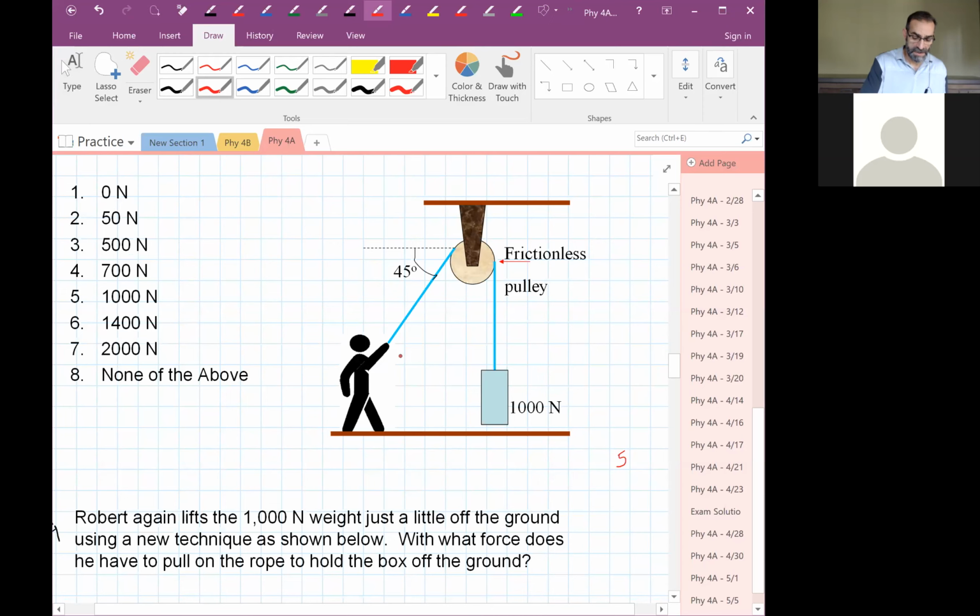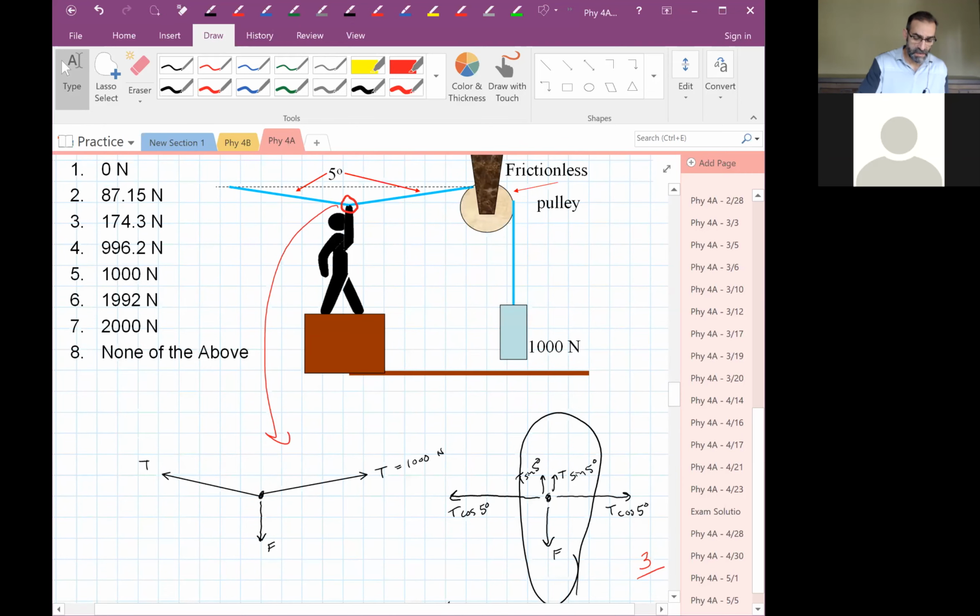Same here. When the person pulls 1 meter here, the box goes up 1 meter. If the person is pulling their hand at 1 meter per second, the box is moving at 1 meter per second. If the person's hand is accelerating at 1 meter per second squared, the box is accelerating at 1 meter per second squared. They're all linked, and so the forces are linked also.